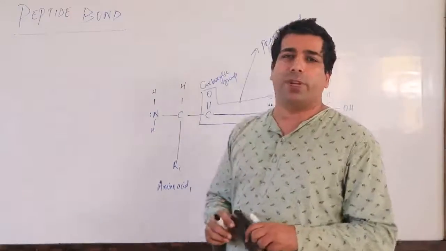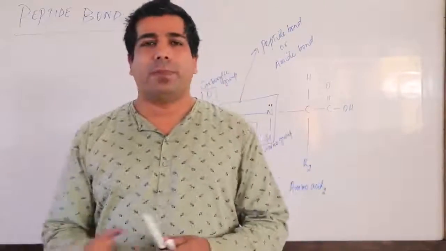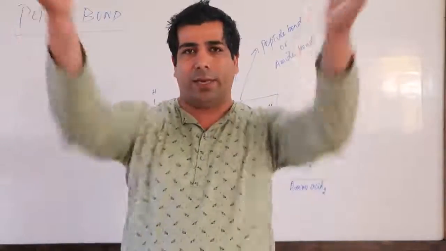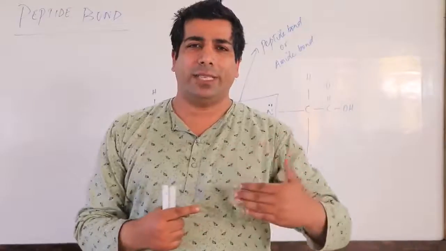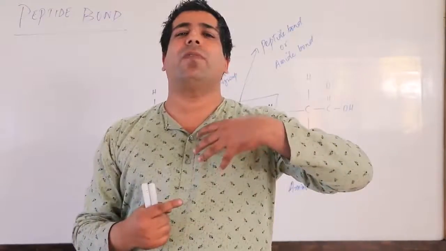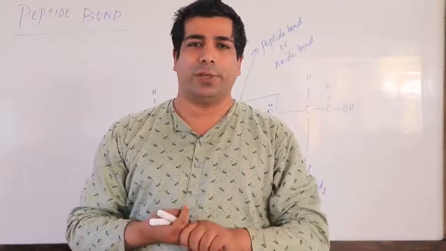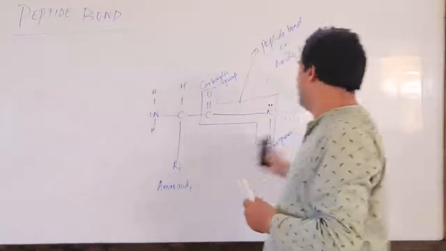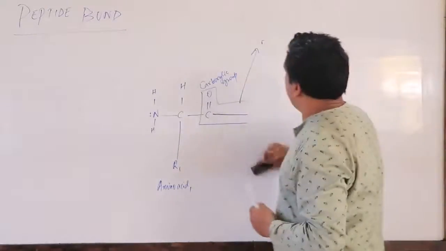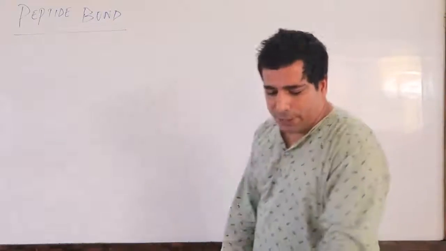I hope, my dear friends, you have understood what is peptide bond. So tell me, what is peptide bond? Peptide bond is basically a bond which is formed between carboxylic group of one amino acid with the amino group of another amino acid through the elimination of water molecule. So let us write down its definition, and also we will write down the structure. So don't worry. Let us draw the structure only first.